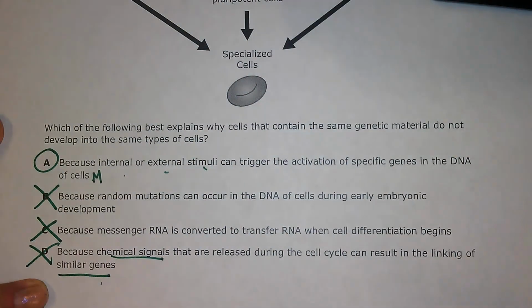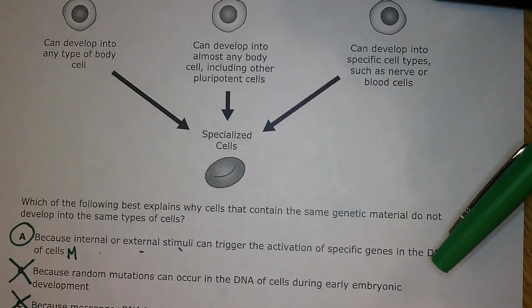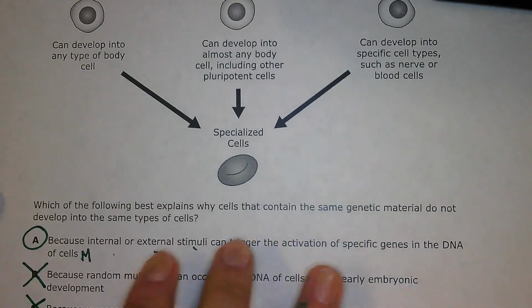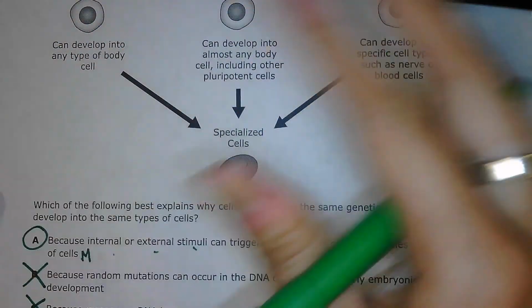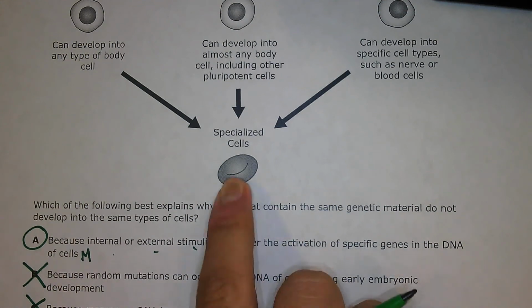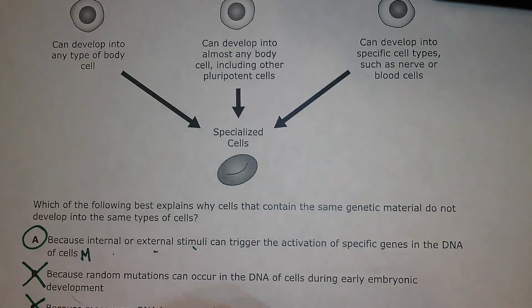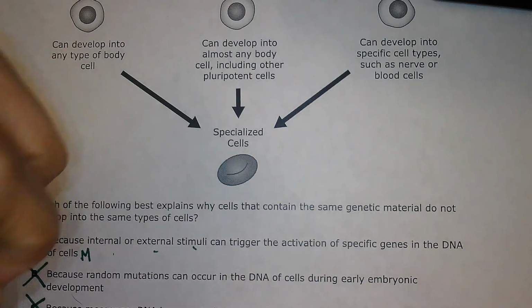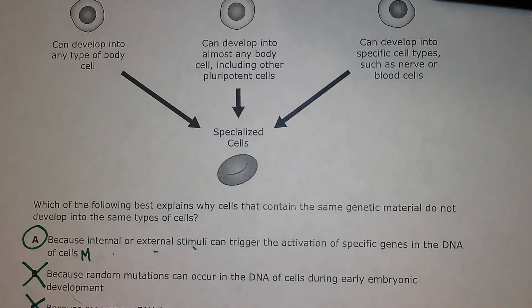The best answer is A. Either internal or external stimuli can trigger the activation or the deactivation of specific genes so that these cells become specialized. So all the cells in your body have the same DNA. Your stomach cells have the stomach cell genes turned on, and the cells in your leg have the stomach cell genes turned off.